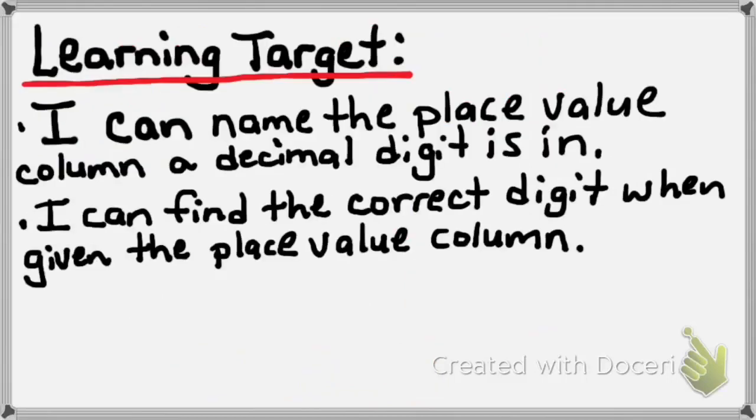So hopefully you can now say with confidence, I can name the place value column a decimal digit is in, and I can find the correct digit when given the place value column. We will do more practice on this in class, and if you still have questions and can't confidently say either of those things, please make sure you see one of the teachers. Good luck with this lesson.